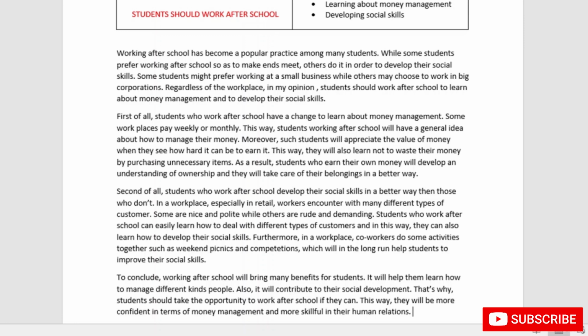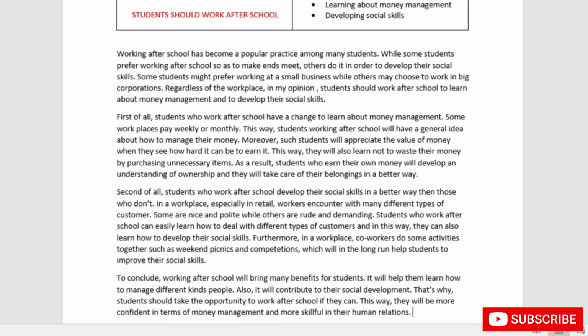Now let's recap. In your conclusion part, you need to repeat your ideas by paraphrasing, and the last sentence of your conclusion should also reflect your ideas. And as you see in my conclusion part, one can clearly understand that I am supporting the idea that students should work after school.